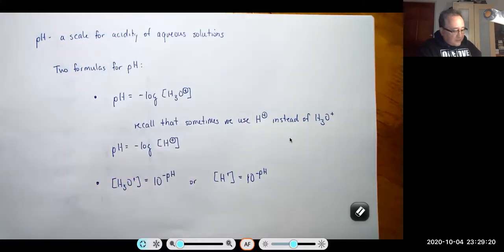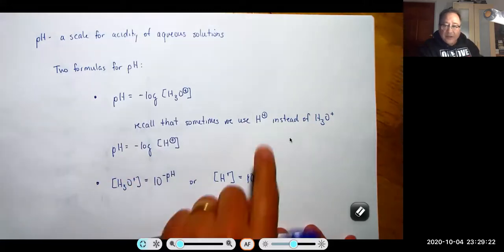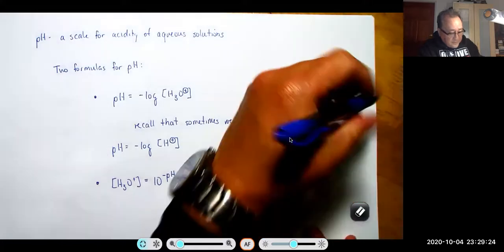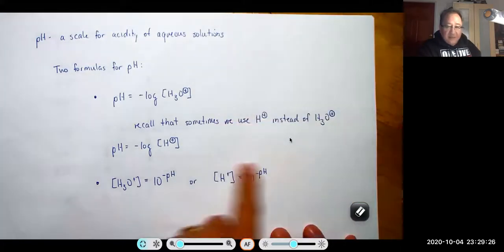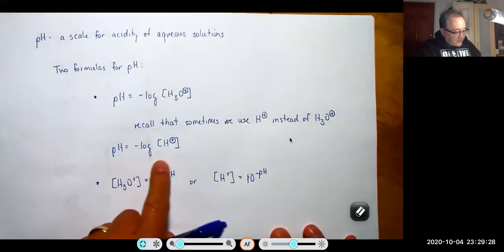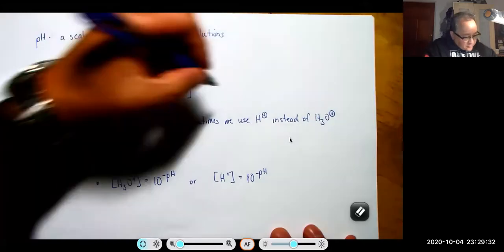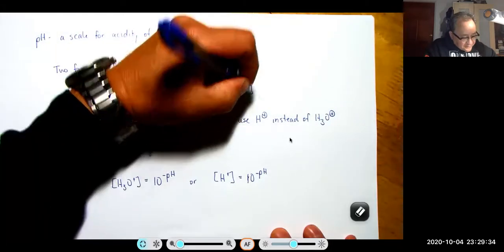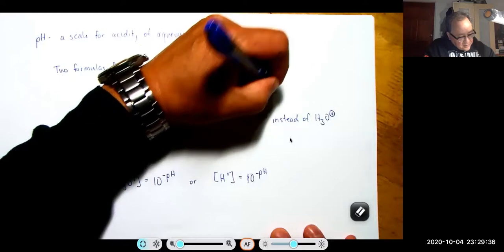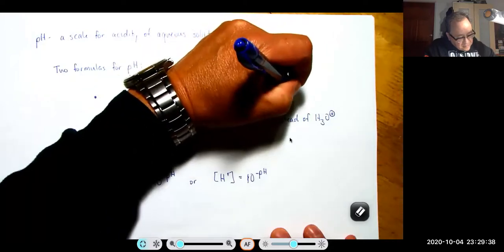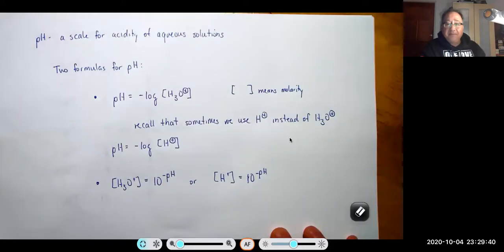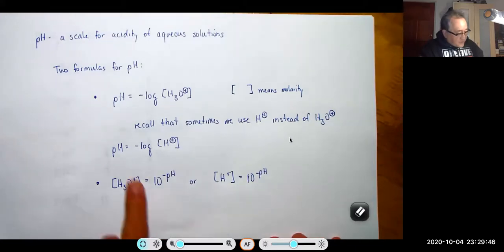And recall that sometimes we use H plus instead of H3O plus. So we can say that pH is negative log of H plus. Now, one of the things that we may not know is that when you see those brackets, that means molarity. Okay, so it's built into the brackets. Now we can rearrange this formula.